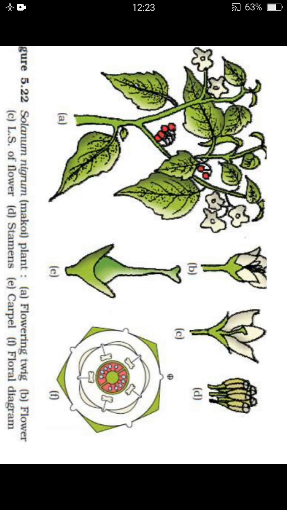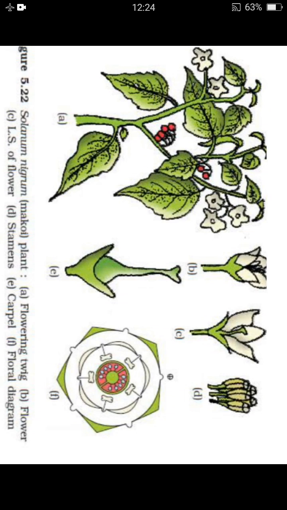Bisexual in nature means this flower consists of both androecium and gynoecium. That's why it is called a bisexual flower. How can the symbol be written? Above the O, an arrow mark, below the O, a plus symbol. Next, calyx. Calyx symbol is K. How many in number? 5. And united. So 5 must be within the bracket.